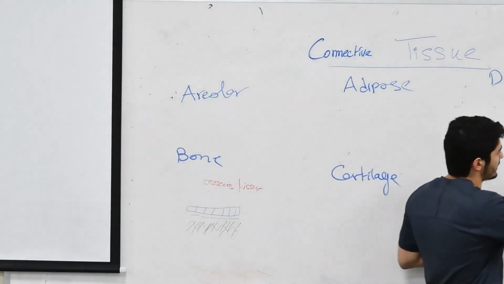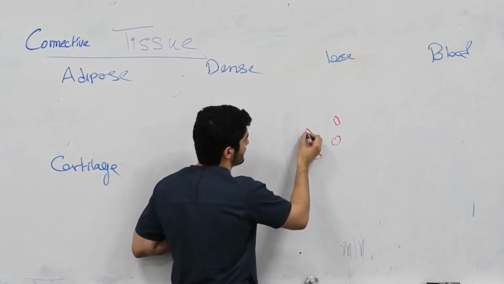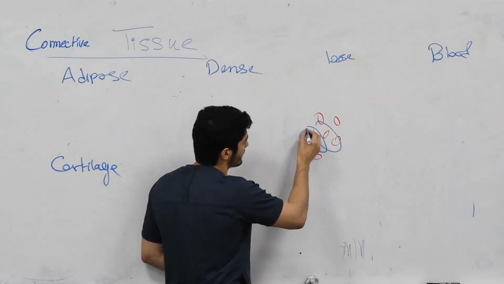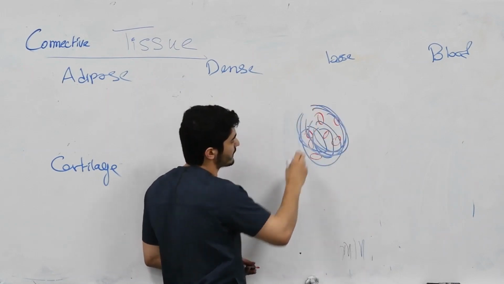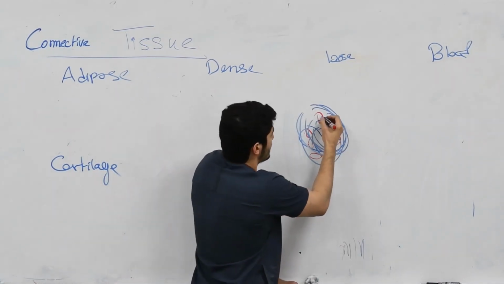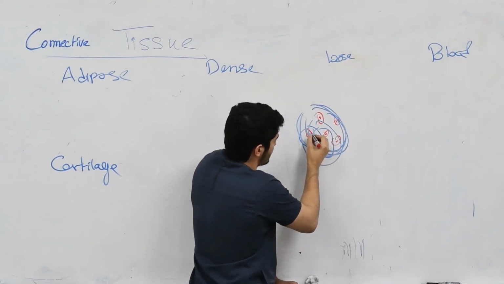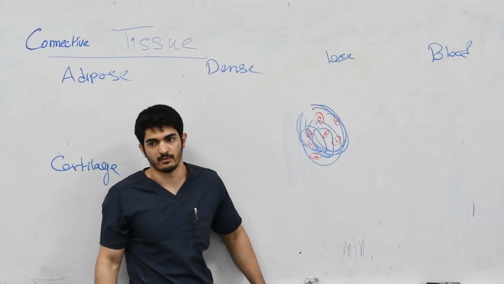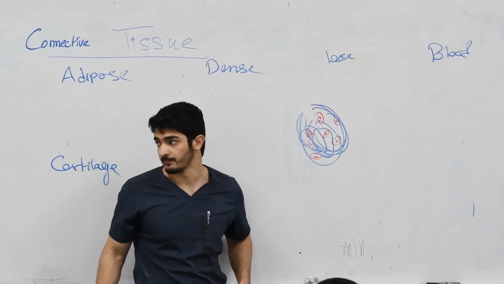So let me draw it for you. For example, this is lacuna. Lacuna is surrounded by layers of extracellular matrix. Okay? The extracellular matrix, you have to know it is very hard, which has calcium salts inside. Inside the lacuna we have what? Osteocytes. Okay? Understood? Bones are very hard. That is all. Okay? We are done with bone. Okay?